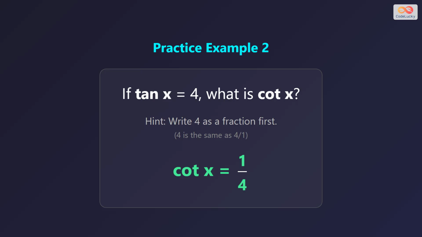Here is another one. If the tangent of x is 4, what is the cotangent? First, it helps to write the number 4 as a fraction, 4 over 1. Since cotangent is the reciprocal of tangent, we flip that fraction. The result is 1 over 4.